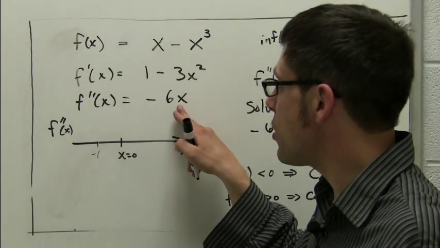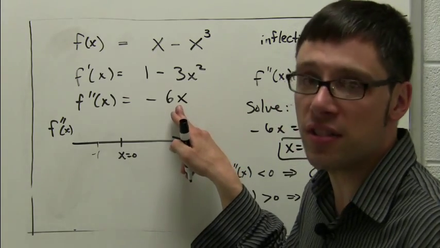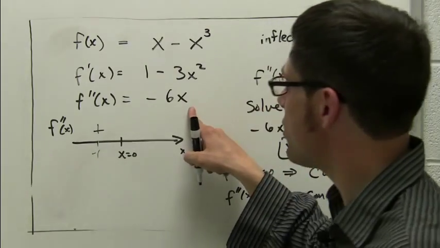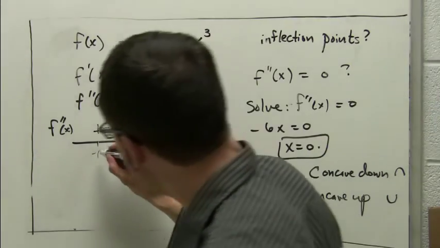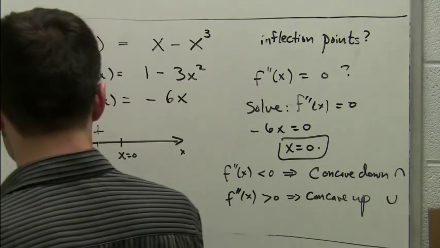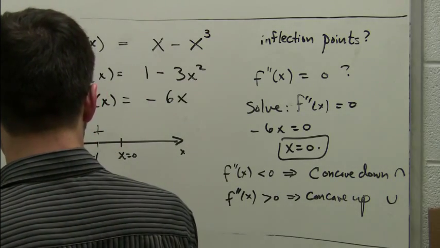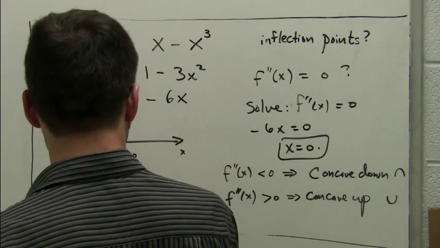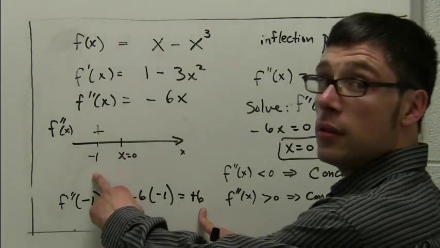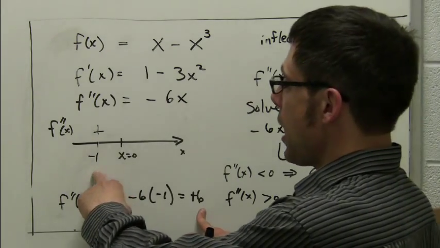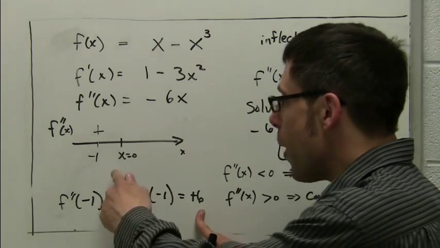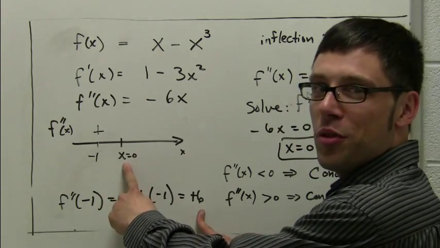When I plug that in, notice how the sign is positive. I get a plus 6 if I plug in -1 into this function. Meaning I'm taking f prime prime of -1, that's equal to -6 times -1, which is positive 6. So it's positive. All I care about is the sign. And the beauty of this is that I only need to check one point that's away from x equals 0 over here.